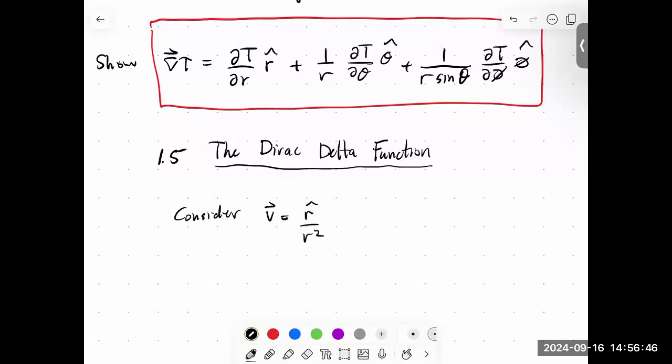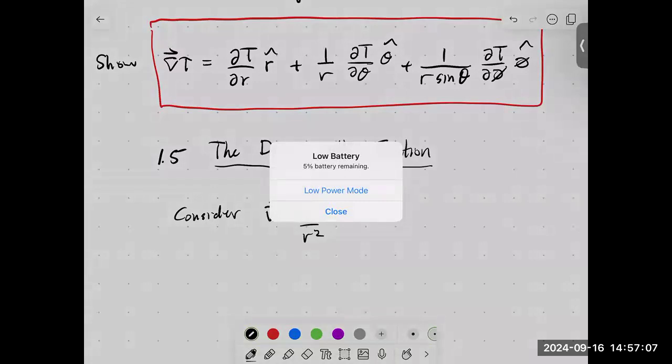You can think of this as the electric field of a point charge, right? The electric field of a point charge is kq divided by r squared in the radial direction. So I'm just not going to write down the kq because I don't want to keep writing down constants that aren't going to do anything for us. What I care about is that this is in the radial direction.